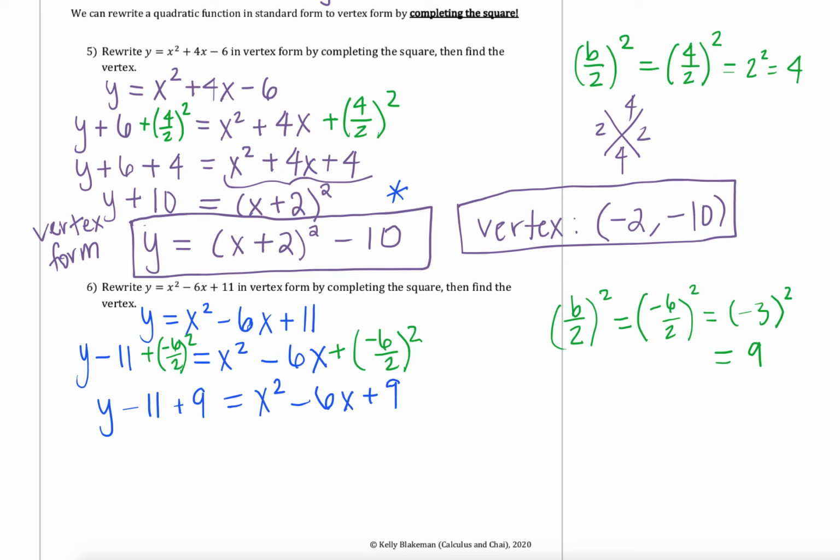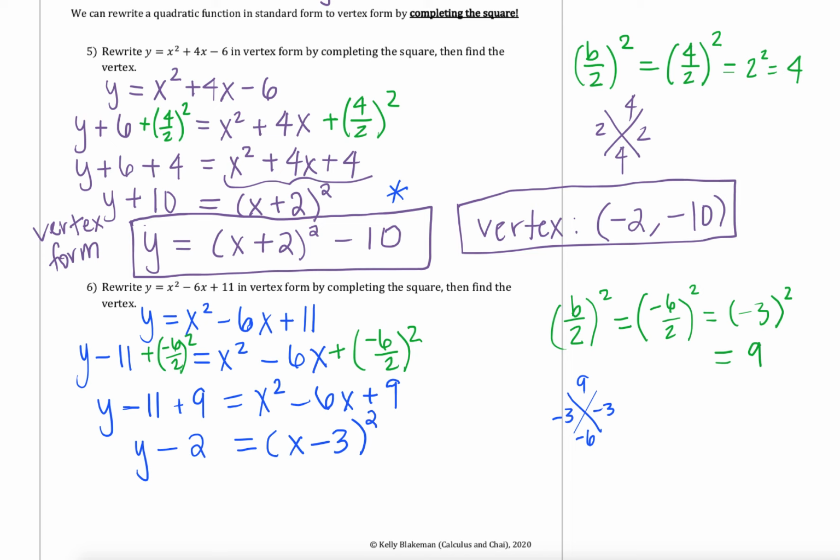Now from here, what would we need to do next in order to be able to get this into vertex form? So our next step from here is we want to simplify the left-hand side, and then we want to factor the right-hand side. Why don't you guys pause the video and do those two steps right now. So on the left-hand side, when we simplify, -11 plus 9 is giving us a -2, so we have y minus 2 equals, on the right-hand side when we go to factor this, we're looking for two numbers that multiply to be 9 and add up to be -6. That would be -3 and -3. So we end up with x minus 3 squared then.